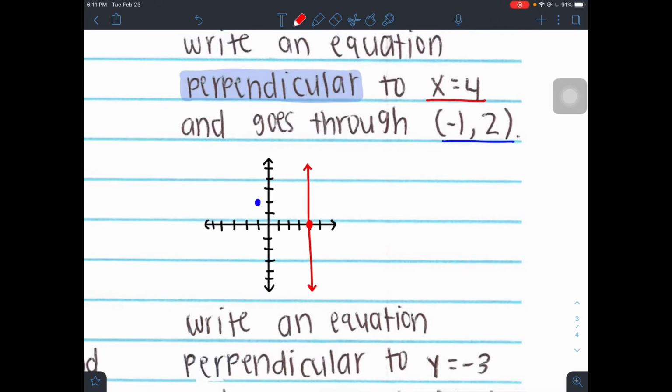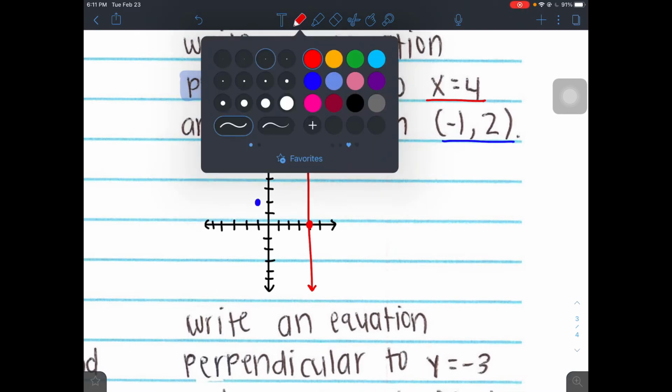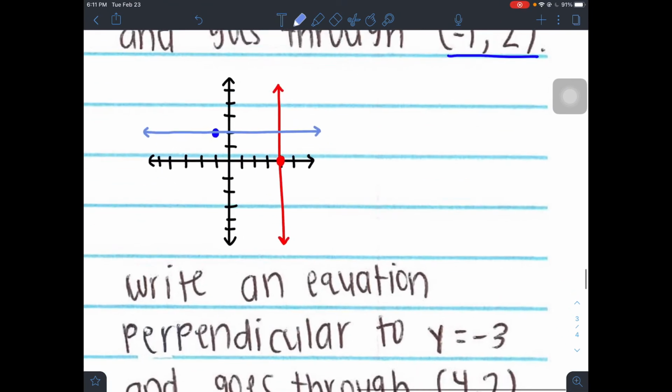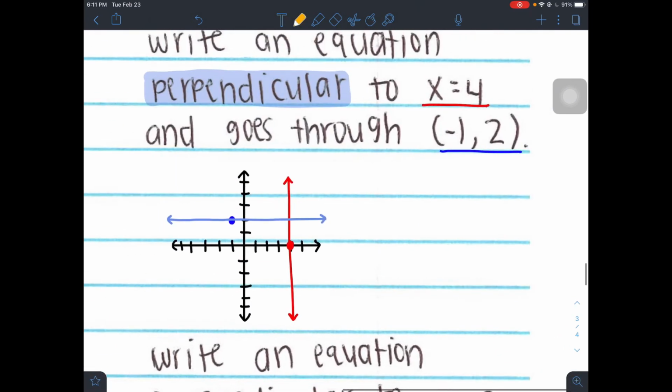And we want a line perpendicular to that red line, but we want it to go through that blue point. Perpendicular means I do want it to cross at 90 degrees, so that line is actually going to go horizontally. Notice how it's perpendicular to the red one. Okay, so remember, we want to write the equation. You're not done until you write an equation.